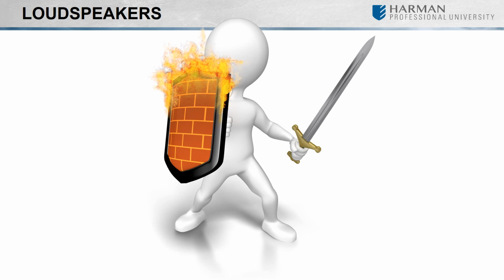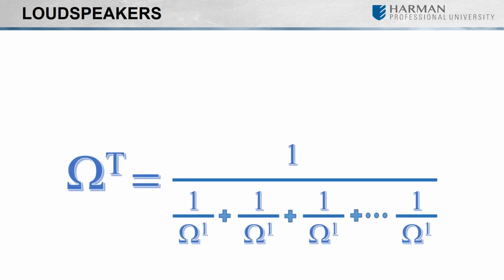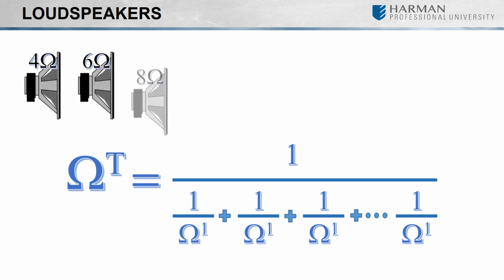You may be wondering if we can use speakers with different impedance values. You can, but we need to go about the calculation a bit differently. What if we have one speaker at 4 ohms, a second at 6 ohms, and lastly a third at 8 ohms? Let's look at how we would do this.